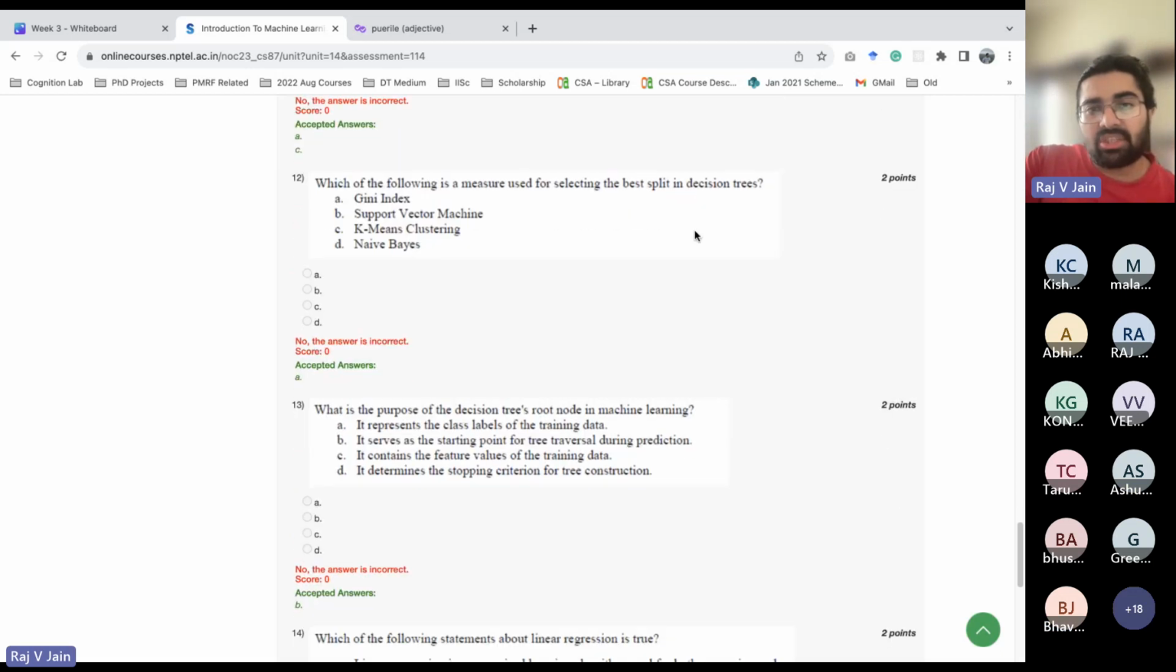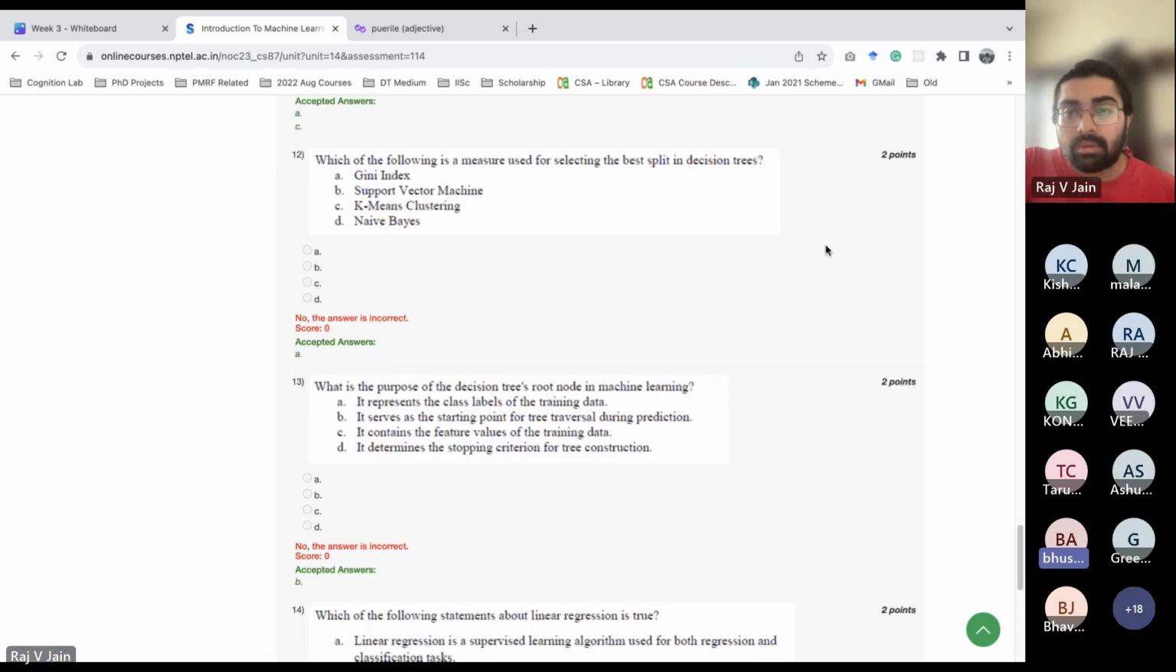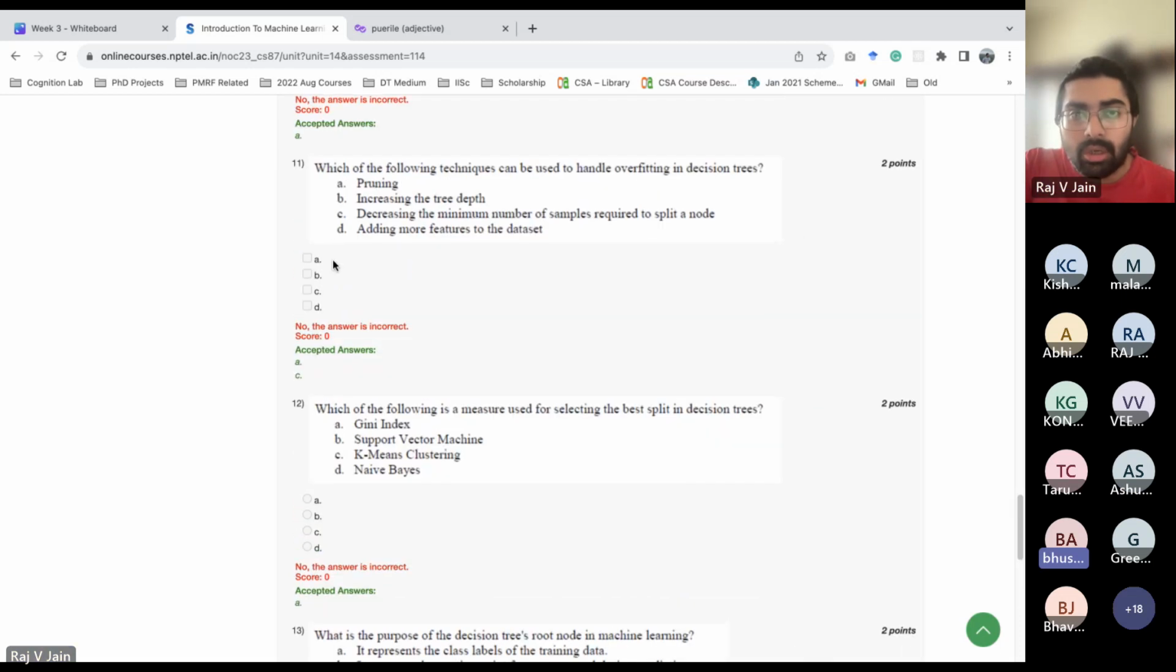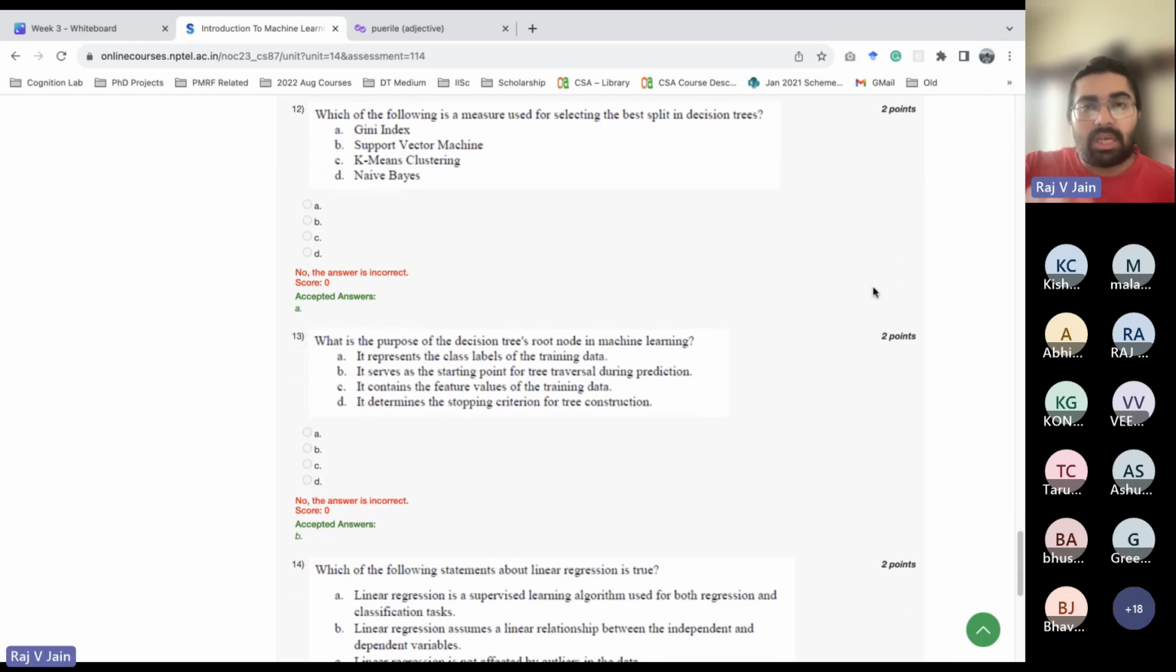Which of the following is a measure used for splitting the best? Just a minute. So according to you, C is not the correct answer, only A is the correct answer. That's correct. Okay. Question number 12, Gini index. The remaining we'll probably do in the coming parts of the lectures. But yes, only Gini index is one of the things that is used to split in decision trees.